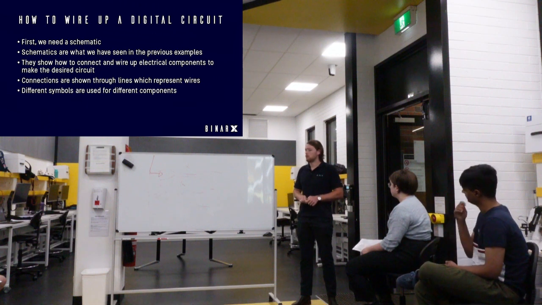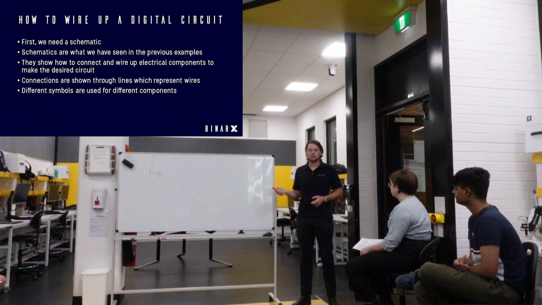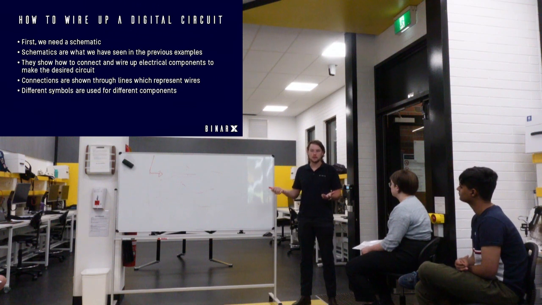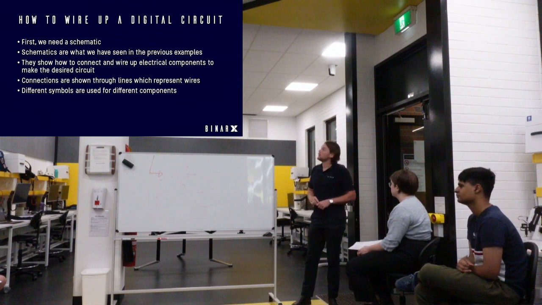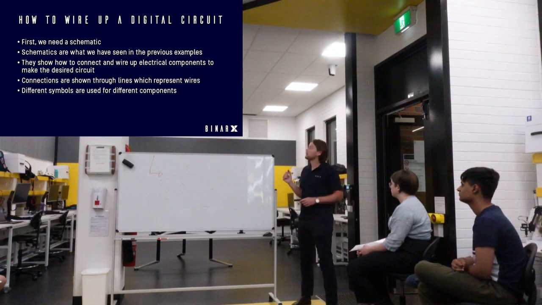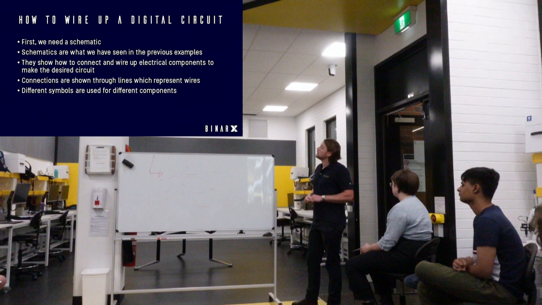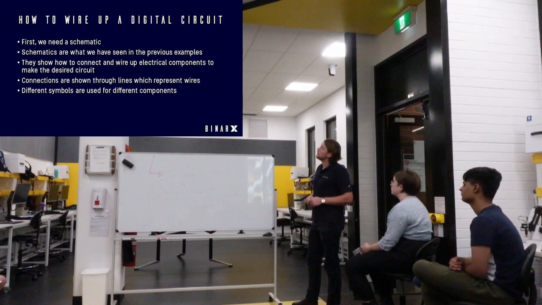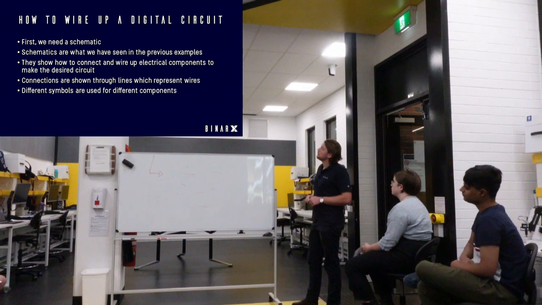So we need to know what those symbols are because the circuits are going to be more complicated than just a battery and a resistor, right? There are a few other symbols I want you guys to learn because Jake is going to talk about them in the next session. How do we wire them all up?